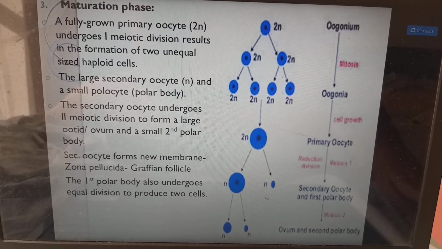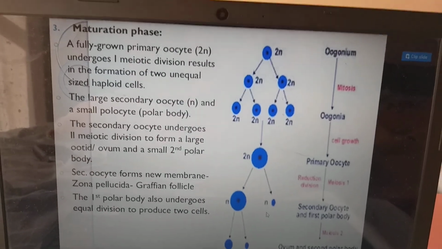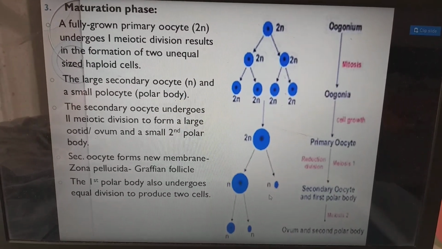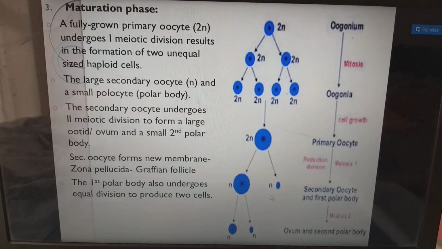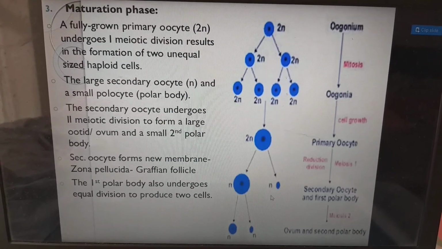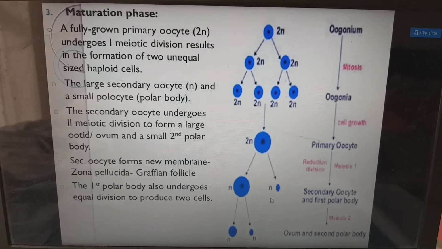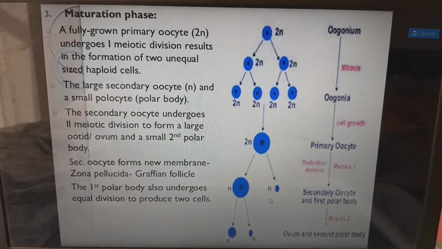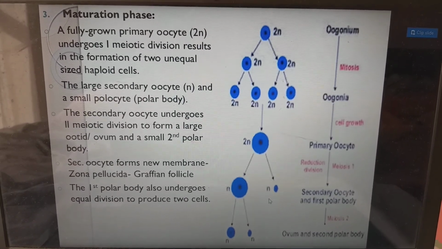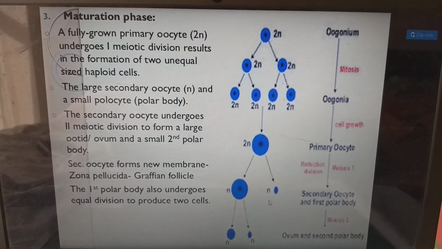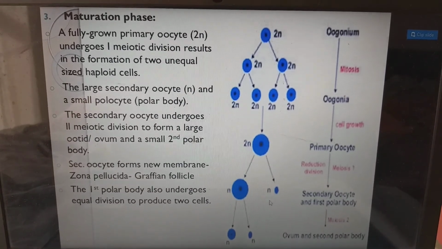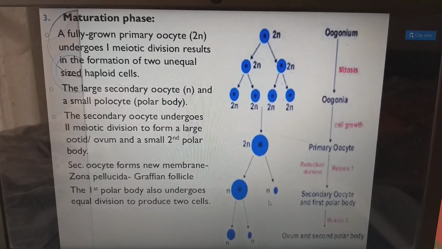Maturation phase. A fully grown primary oocyte, which is diploid, undergoes the first meiotic division. This means that at the time of puberty, the first meiotic division happens, forming two unequal haploid cells: the large secondary oocyte and the small polocyte, which we also call the polar body. The secondary oocyte undergoes the second meiotic division to form a large ootid or ovum and a second polar body.